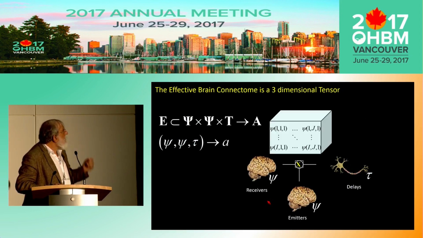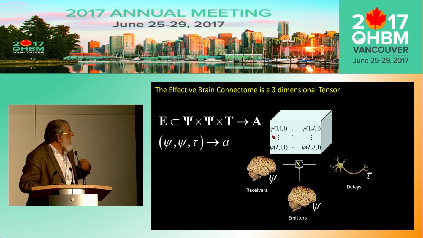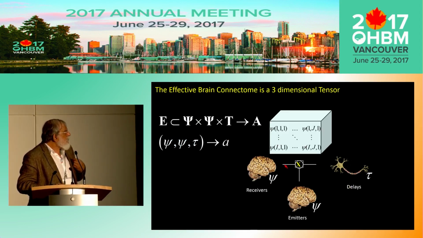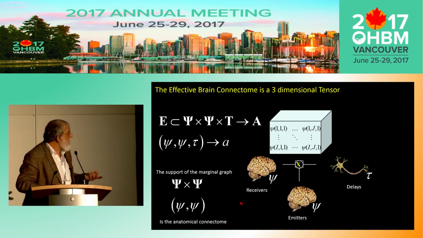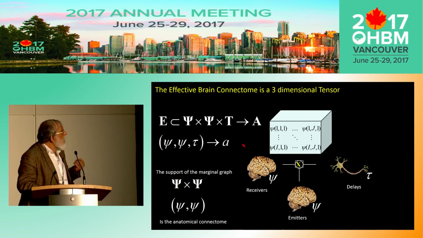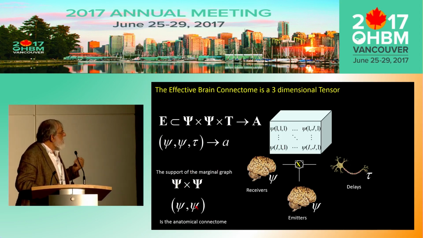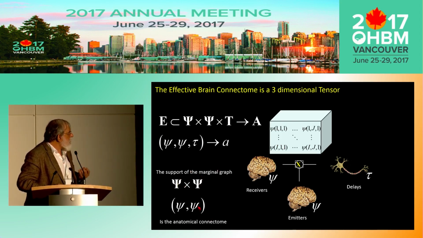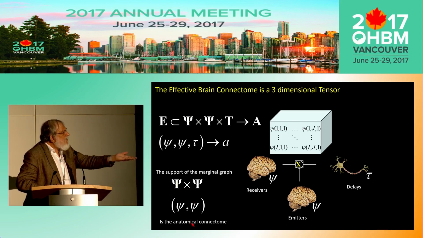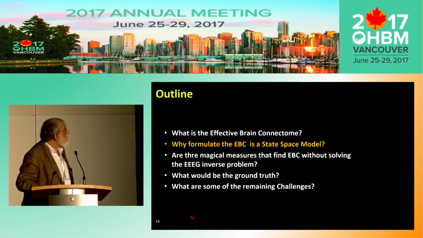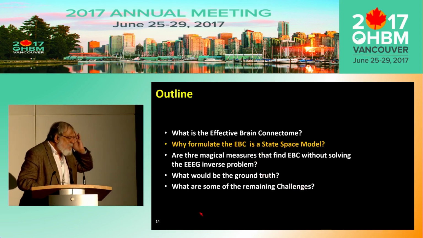Viewed like this, what is effective connectivity? It is simply a tensor that goes from the emitters to the receivers with a certain delay, and it tells us how information is flowing there. The support of this, where these entries are not 0, is this hypergraph, and this hypergraph is simply the Cartesian product, whose underlying structure is the structural connectome. So that's a definition that we keep in mind.